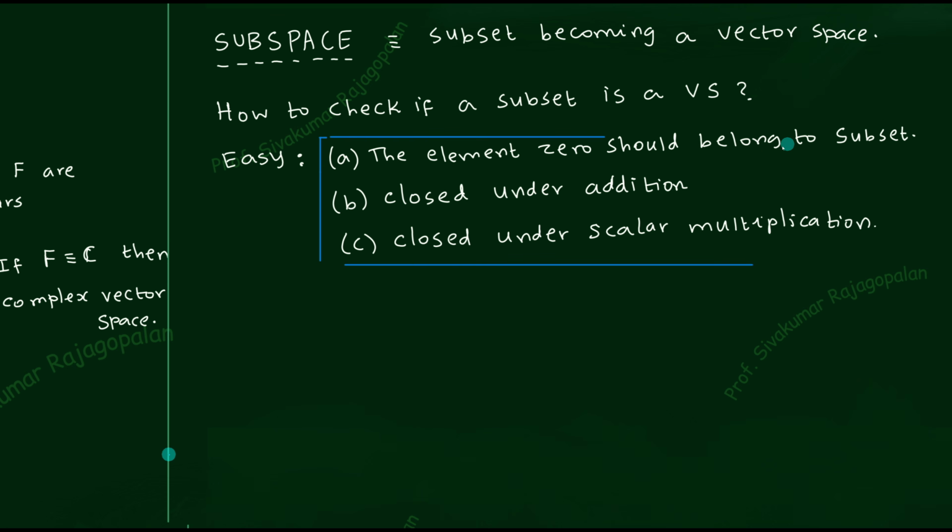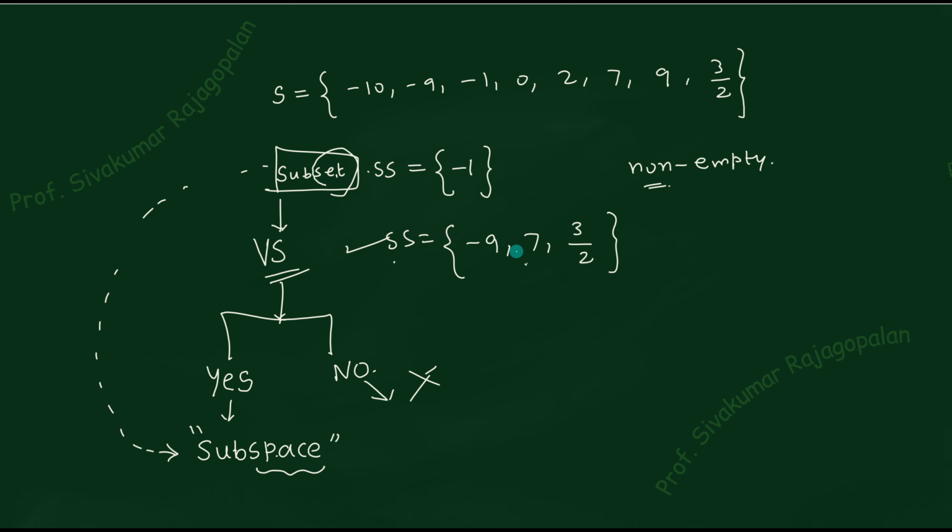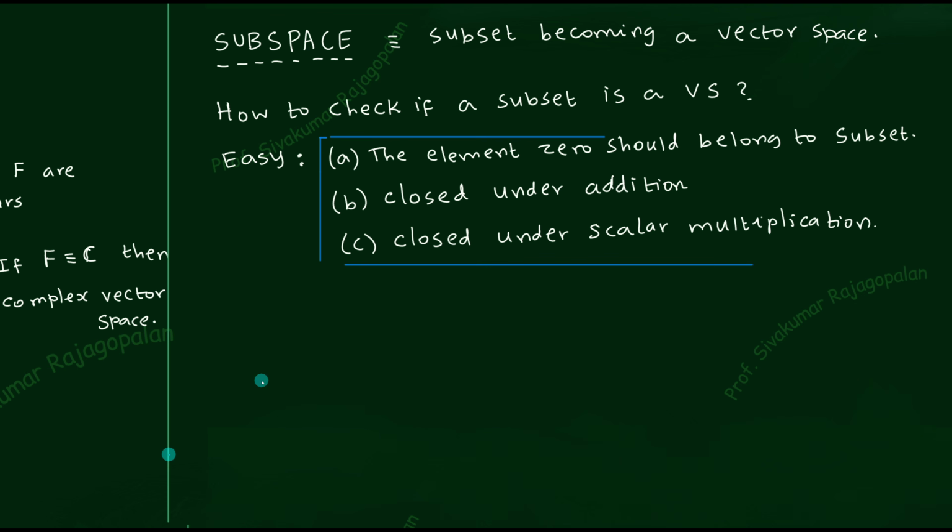How is it easy? You have to verify whether 0 is there or not. 0 should be there. If 0 is not there, immediately you reject. Now in this particular random example, I have simply written some numbers. You verify whether 0 is there or not. 0 is not there, right? So immediately you say that this particular subset has failed to become a vector space. Like that you can make a quick conclusion. That is the reason why I have written easy here.